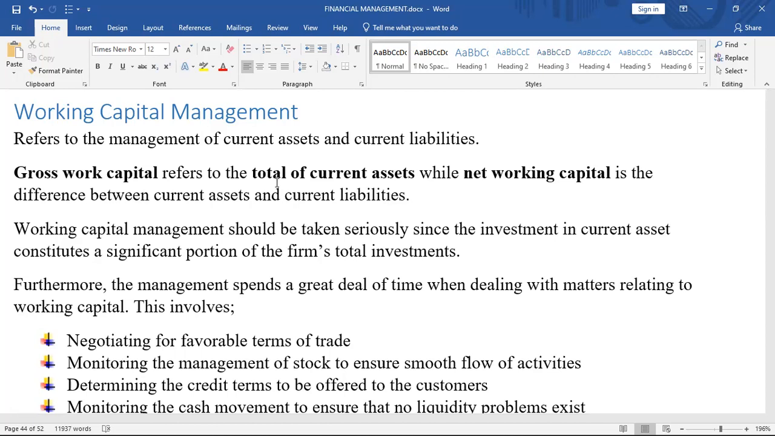while the net working capital is the difference between the current assets and the current liabilities. We normally call it the capital of the organization. In other cases, for instance, we'll be able to discuss things like finance and so forth. Now, we are saying that working capital management should be taken seriously, since the investment in current assets constitutes a significant portion of the firm's total investment.